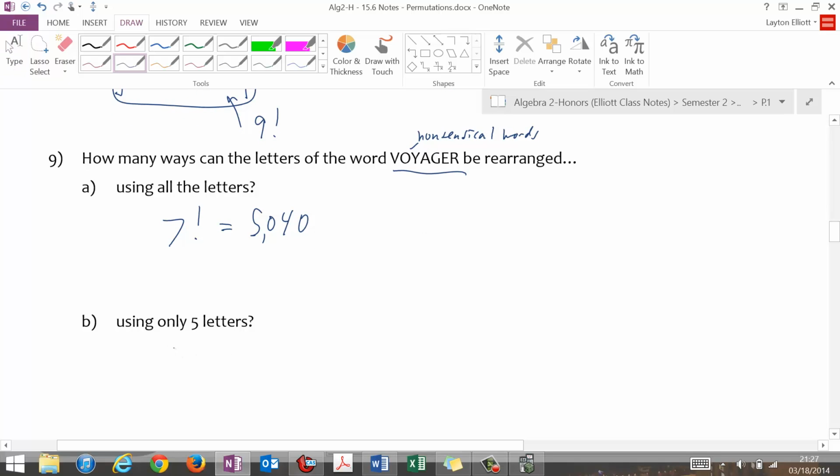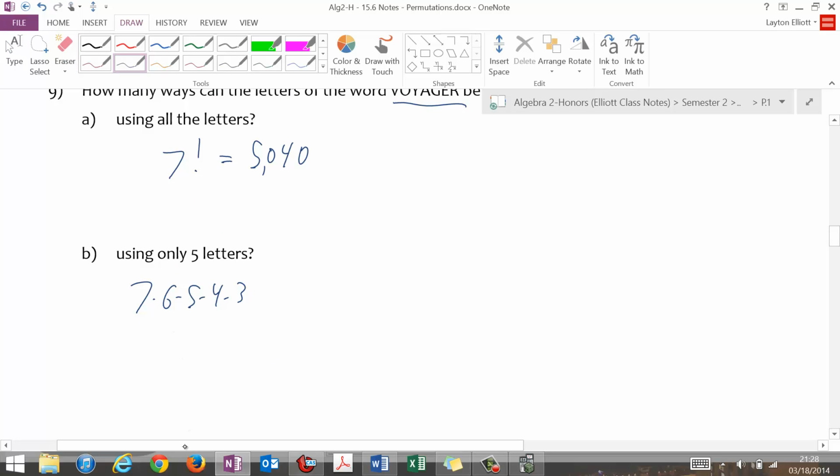Because basically, instead of saying 7 times 6 times 5 times 4 times 3 times 2 times 1, what I want to do is say not this, but just 5 of them. So 7 for the first spot, and once I've used 7, then I have 6 for the next spot, and 5 for the next spot, then 4, then 3 possibilities remaining, but I'm not using the rest of them. This is the same thing as saying 7 factorial divided by, not 5 factorial, divided by 2 factorial. And this is the same thing as saying 7 factorial divided by (7 minus 5) factorial.